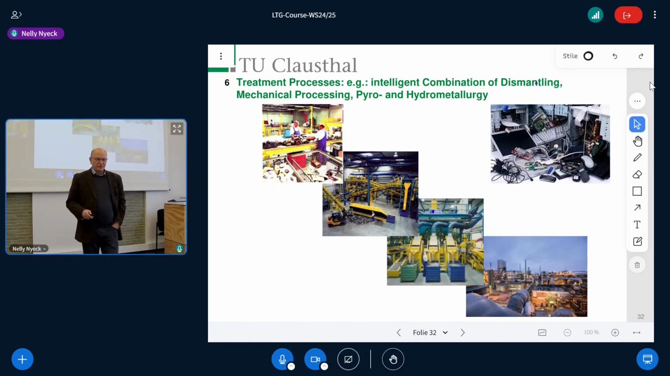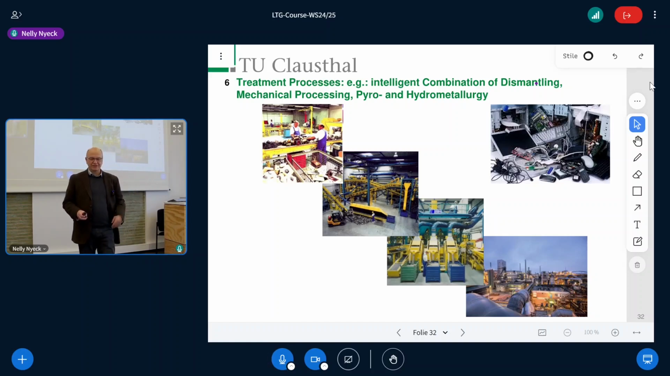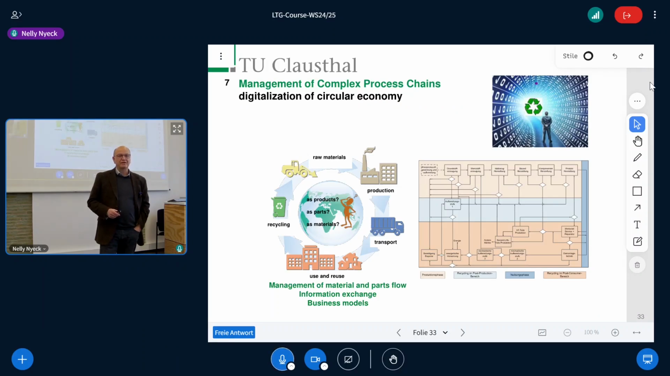Well, an intelligent combination of dismantling, mechanical processing, pyro- and hydrometallurgy has to be generated. It's complex, much more complex. It's kind of a neural network that you have to deal with in this whole business. And that actually makes clear that we have to end up here: management of complex process chains by digitalization of the circular economy.